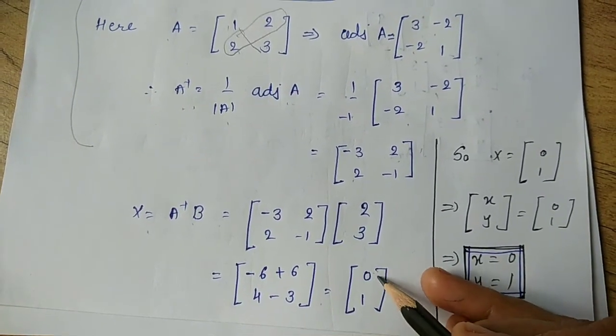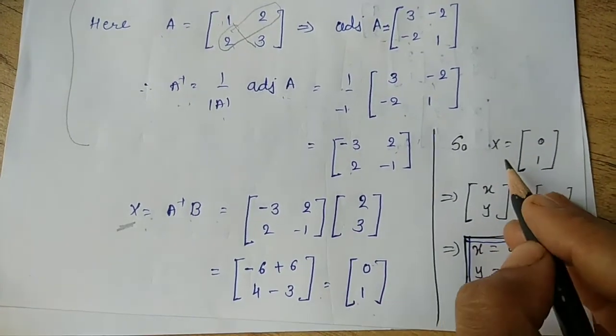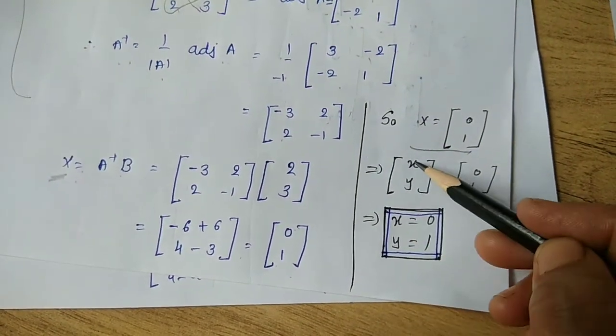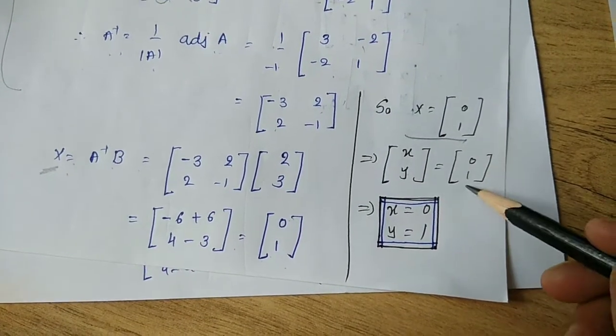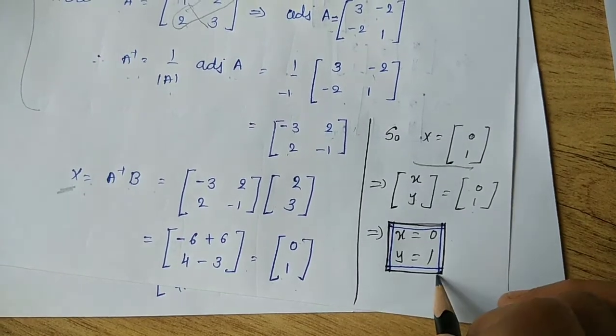Your solution is 0 and 1. So what are we getting? X is equal to 0, 1. So what is X? The matrix x, y. So x, y is equal to 0, 1. By comparing, you are getting x is equal to 0 and y is equal to 1.